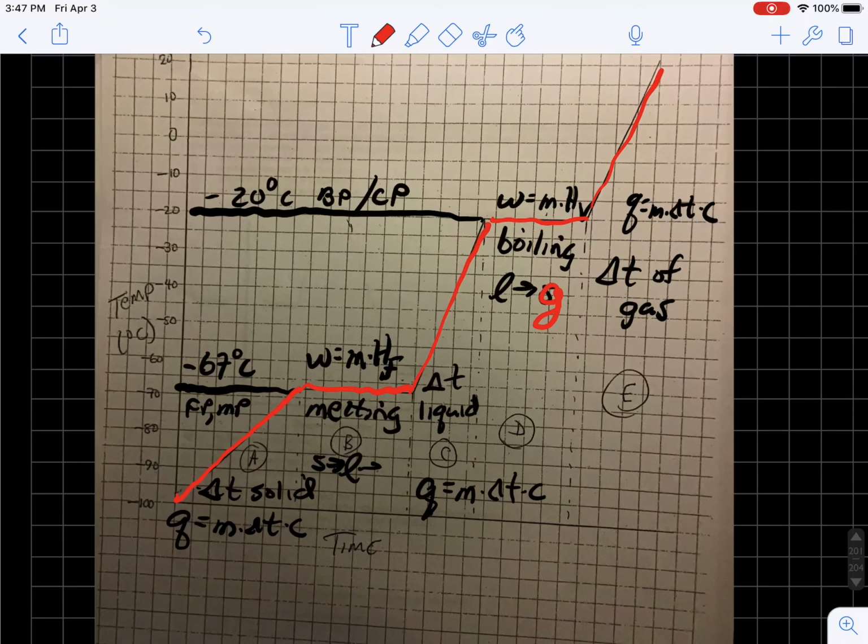Sorry about that. And anytime you change phase, it was work equals mass times the latent heat. And anytime you change temperature, it was Q equals M delta T C. And then to get the freezing point and melting point, you just follow that over to the chart here, which was about negative 67 degrees C. And for the boiling point and condensation, you do the same thing. And it winds up being negative 20 degrees C.